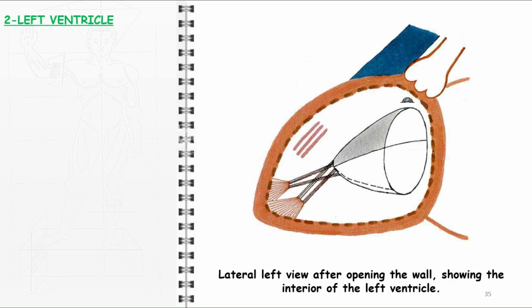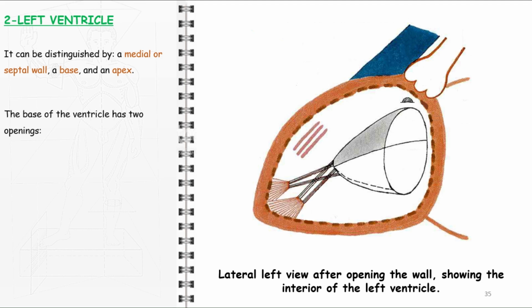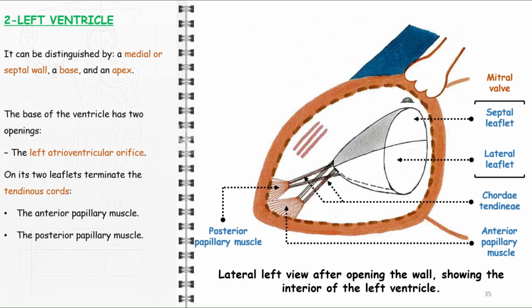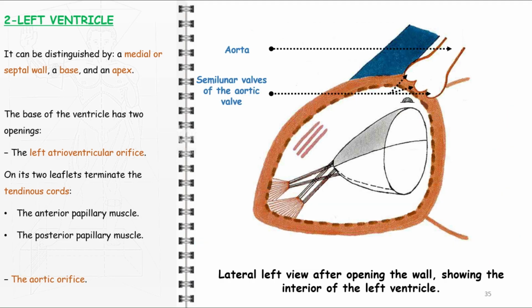It has the shape of a cone flattened transversely, so that one can distinguish a septal wall, a base, and an apex. The base of the ventricle has two openings. The left atrioventricular orifice, where on its two leaflets terminate the tendinous cords on the anterior papillary muscle and the posterior papillary muscle. And the aortic orifice.